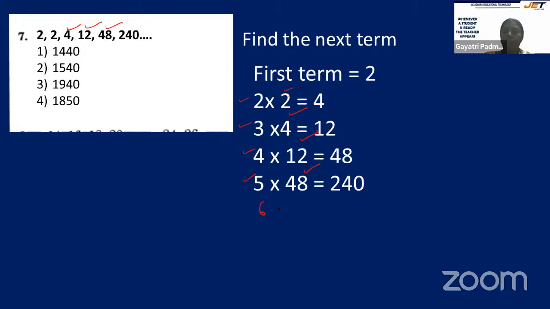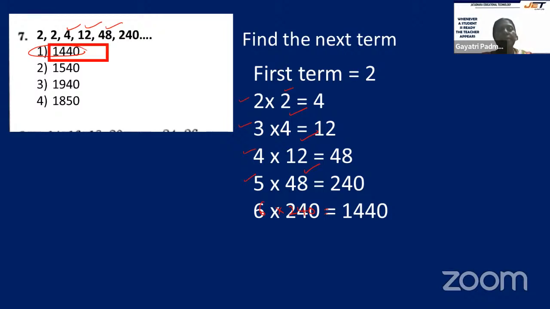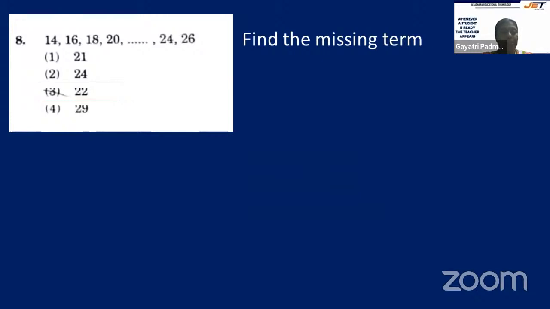So what should be the next one? 6 into 240. All right. Yes. So you get 1440. Therefore, your option 1 is the correct answer. All right. So this is how your option is being done. This is how your option has to be chosen. Yes, it is option 1, 1440. I'm sure you'd have understood this, students. With this, let's move on to the next question.